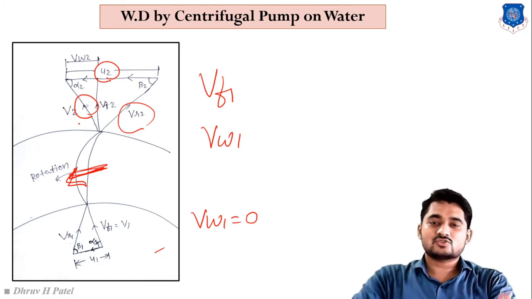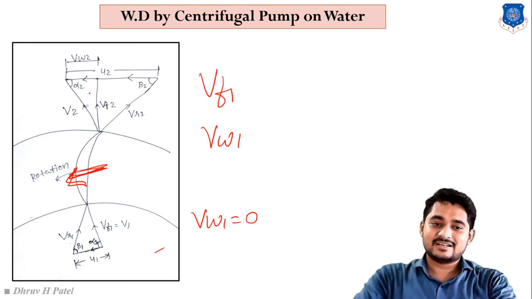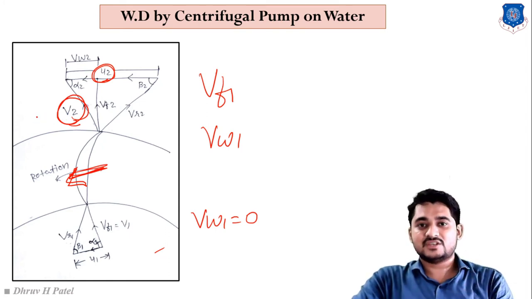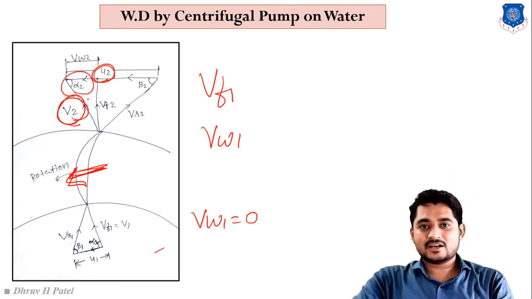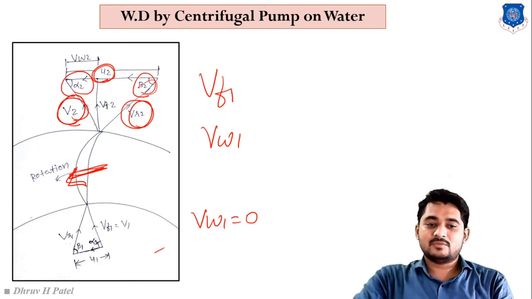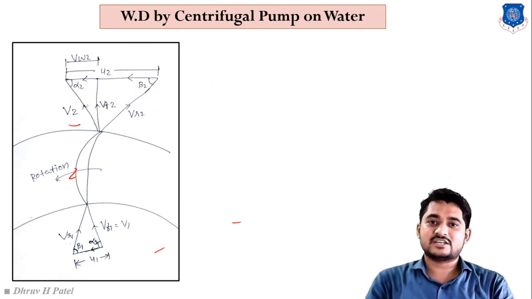Now two components of V2: the vertical component, known as VF2, and the horizontal component, VW2. Clear, students? Now for the outlet velocity angles, the angle between blade velocity U and jet velocity V is known as alpha 2. The angle between relative velocity and blade velocity is known as beta 2. Clear, students? So alpha 2 and beta 2 will be there. So this is basically the velocity triangle for the centrifugal pump.